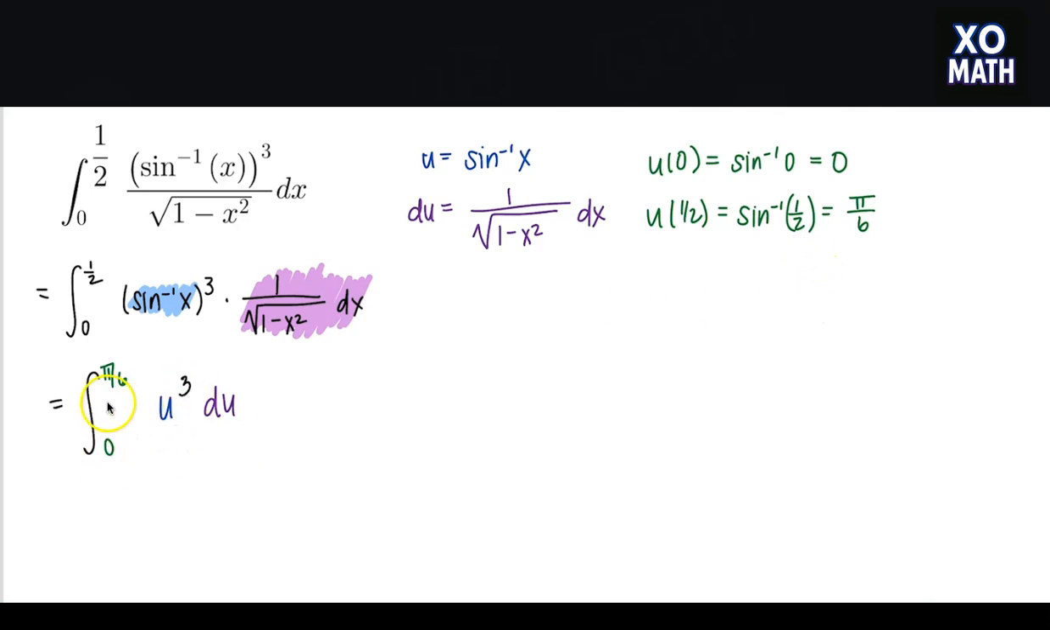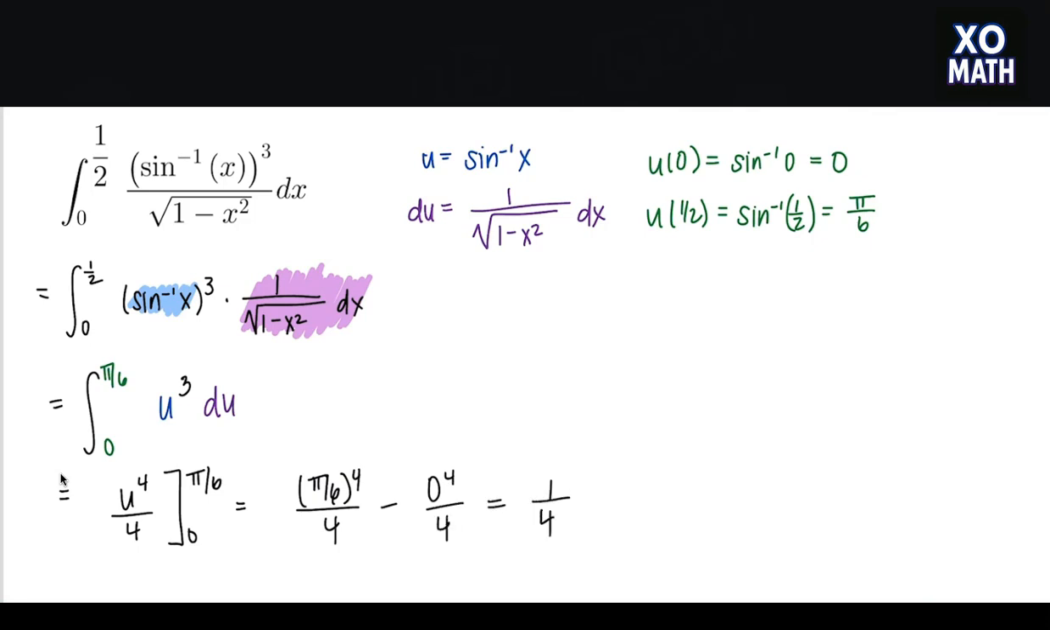All right, so now we never have to return to x's. We can just evaluate this definite integral. The antiderivative of u cubed is u to the 4th over 4, and we're evaluating this from 0 to pi over 6. Well, that's not too bad. We're just plugging in pi over 6 to the 4th over 4 minus 0 to the 4th over 4. So that's going to give us basically 1/4 and then pi over 6 to the 4th.